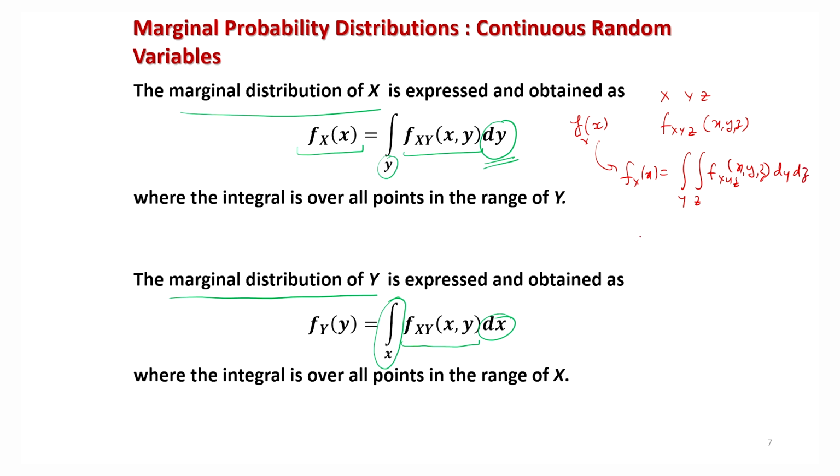And similarly, if I take more than three variables, suppose I have random variables x1, x2, x3, x4, x5, and suppose I want to find out the joint effect of x1, x2 by removing the effect of x3, x4, x5. So for that, obviously you will have a probability density function f of x1, x2, x3, x4, x5, like this.